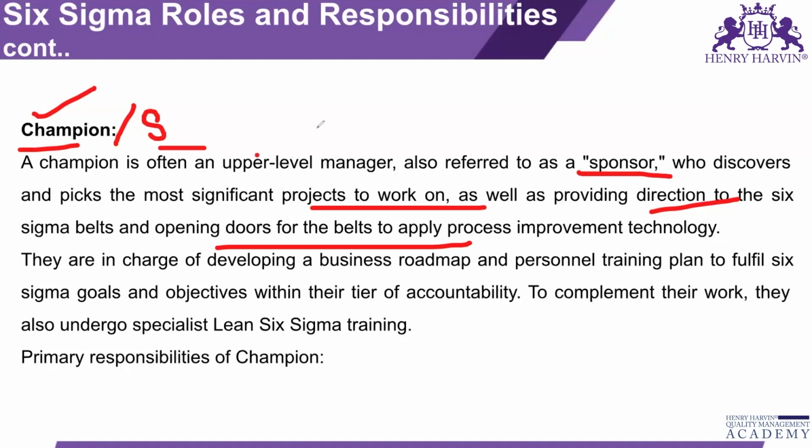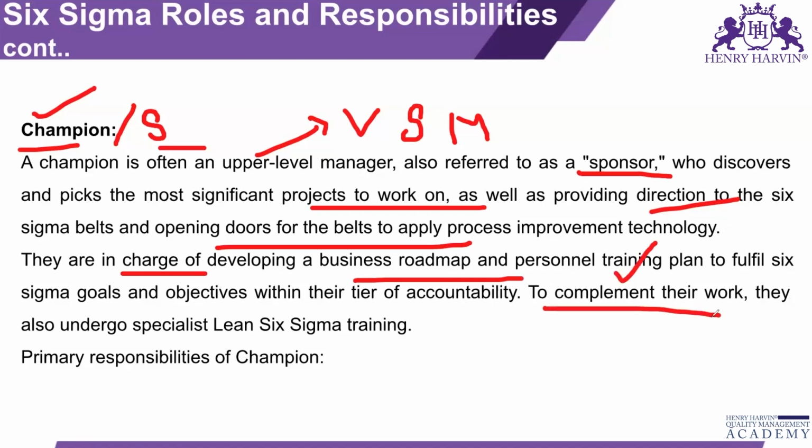They also use the VSM tool. What is VSM? Value stream mapping. Absolutely correct. They are in charge and develop the roadmap for the company. They give personal training, and their ability to complete their work, as well as they undergo specialist Lean Six Sigma training. And who could they be? They again go through specialist Six Sigma training.